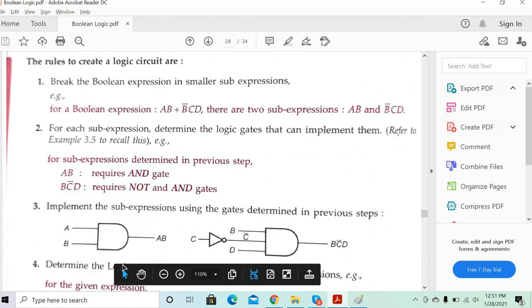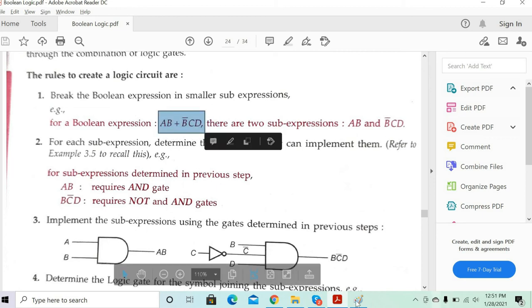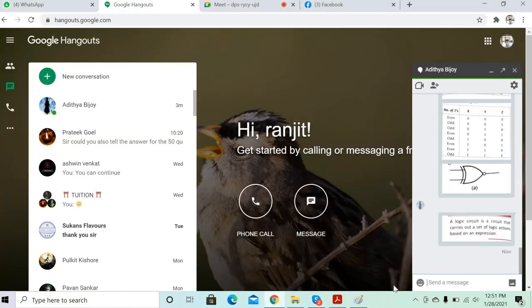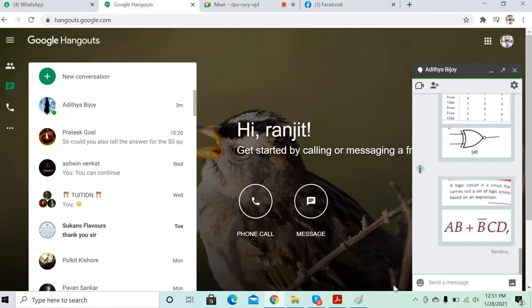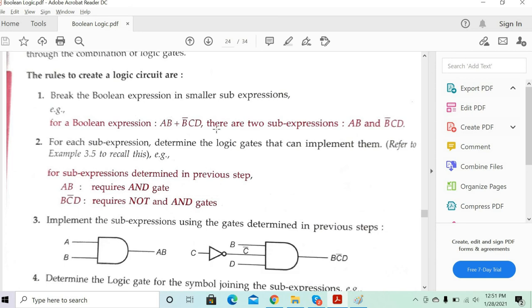Okay. Now let's understand this part. Suppose we need to write this expression in terms of a logic circuit: AB plus B complement CD, B bar CD. This is what we need to represent. If you just see, there are two terms, AB and B bar CD. AB is one term and B bar CD is the other term, and the plus sign means it's an OR operation. Correct?